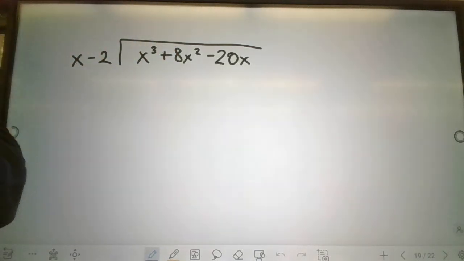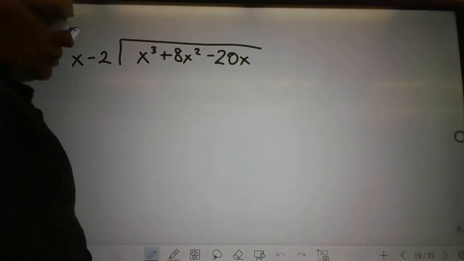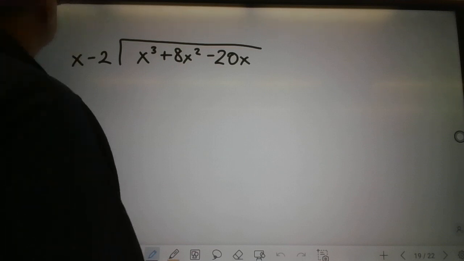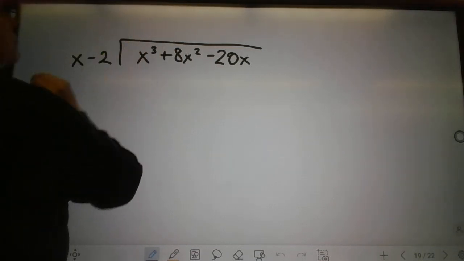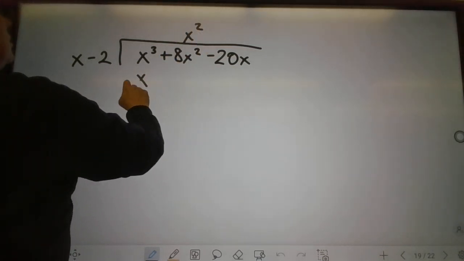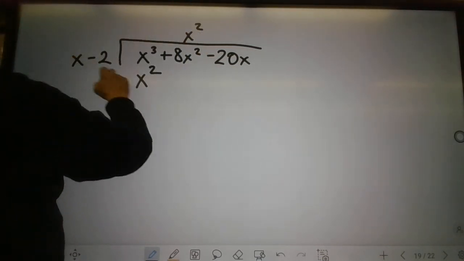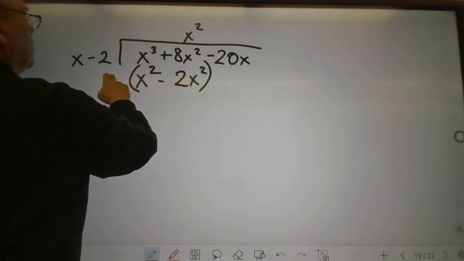Okay, now in the book they say go long division on this one. So we'll practice. What times x will give me an x cubed? Well, that would be an x squared. So multiply that times this, and I get this. Remember, we subtract the whole thing.